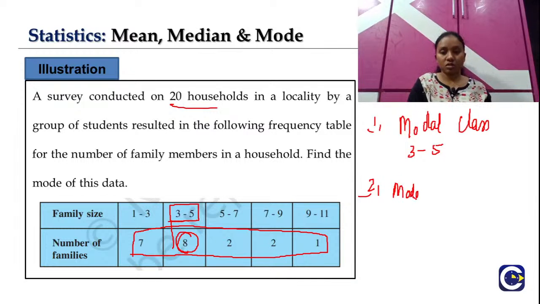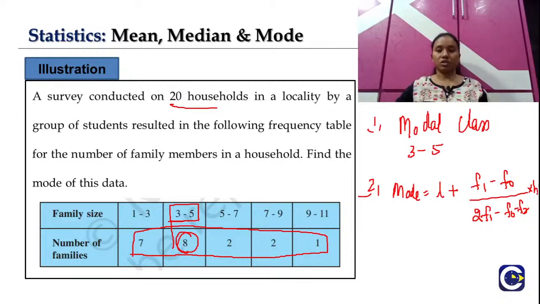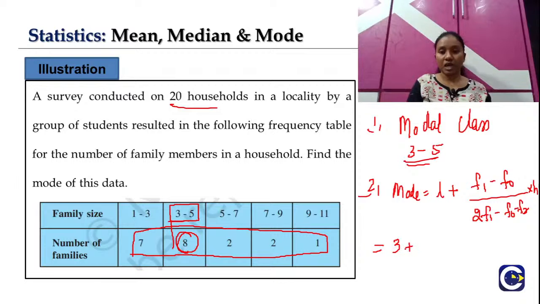L plus (f1 minus f0) divided by (2 f1 minus f0 minus f2), into the width h. So let's directly write here. L is the lower limit of the modal class. So this is the modal class, the lower limit is 3. So 3 plus, f1 is the frequency of the modal class, right? So the frequency of the modal class is 8. And f0 is the frequency of the preceding class. That means 7.